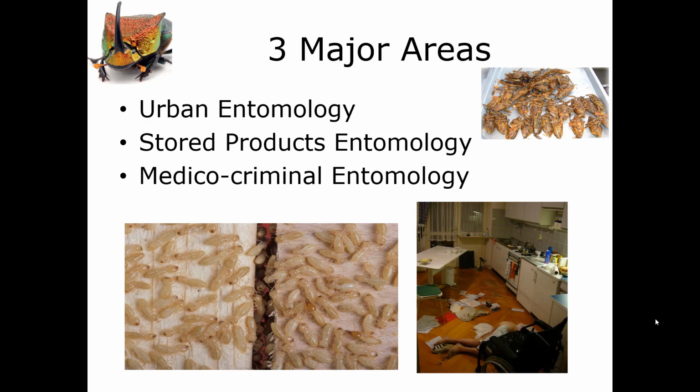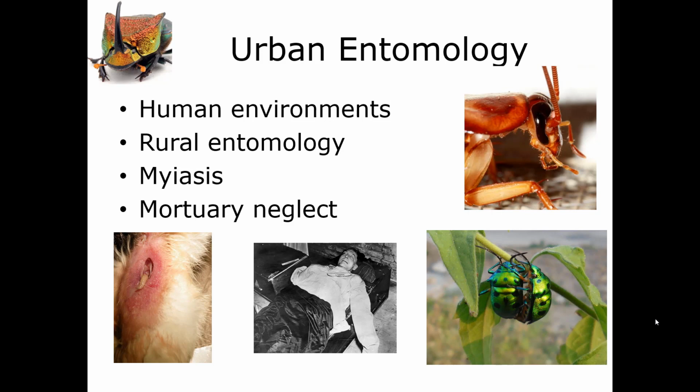So the 3 major areas of forensic entomology are broken up by the insect type and really the type of lawsuits or the type of crimes that are associated with these bugs. The first is urban entomology. It has to do with insects in the human environment. The second is stored product entomology. So those are insects found in food. And the third is medico-criminal entomology. This is insects at a crime scene, usually involving death. Today, we are just going to be looking at urban entomology.